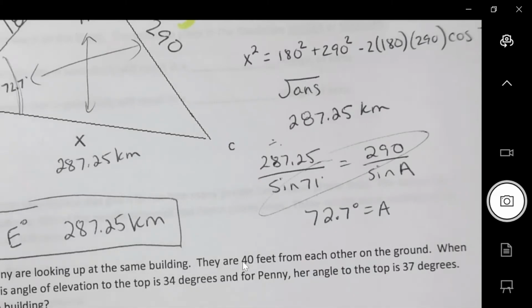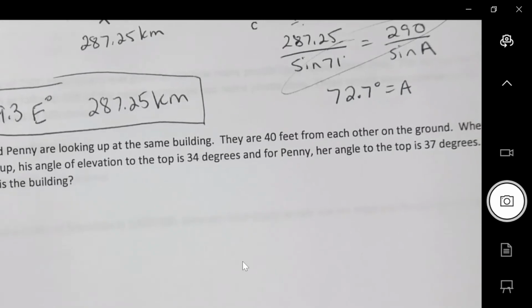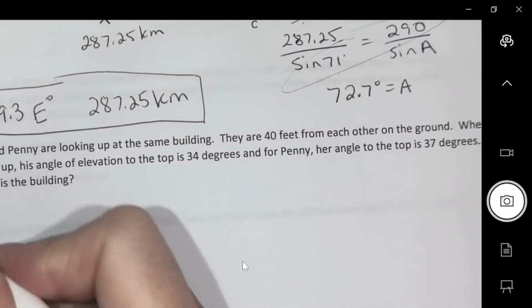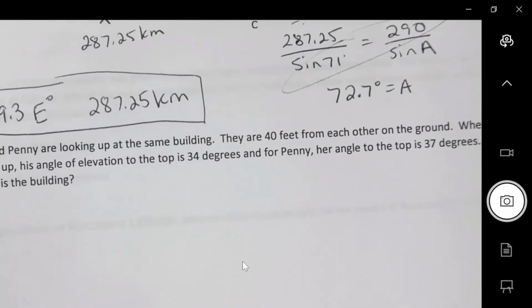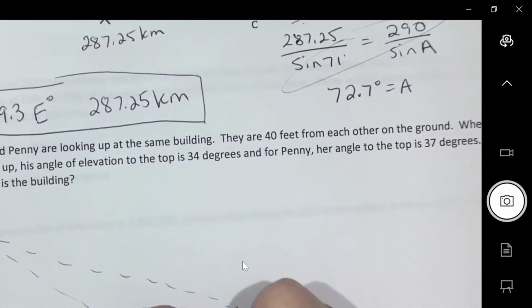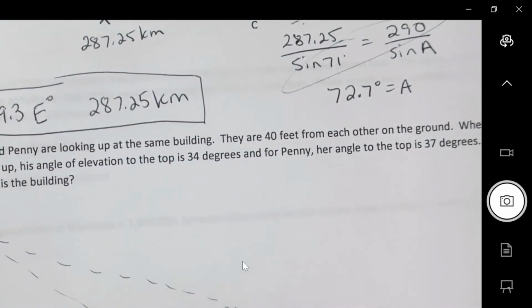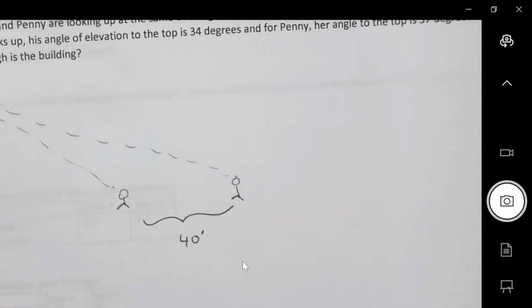Okay, number 8. Dan and Penny are looking up at the same building and they are 40 feet from each other on the ground. Okay, so kind of like that. They're somewhere, they're looking at the same building, and they're 40 feet apart from each other on the ground.